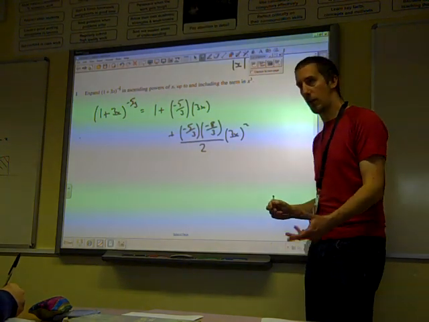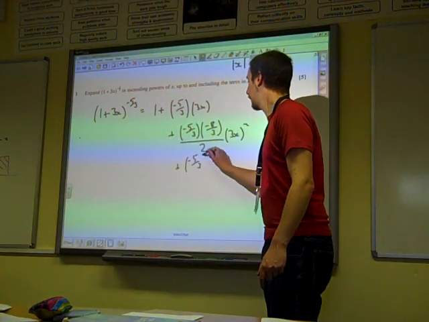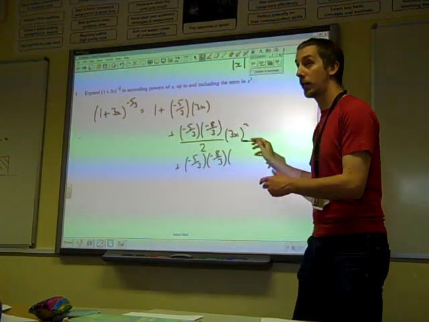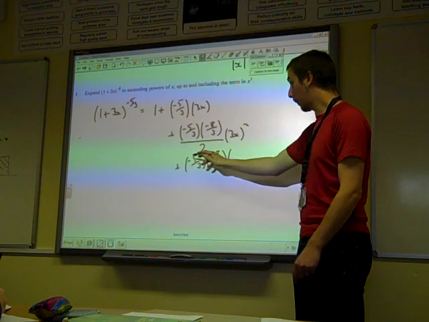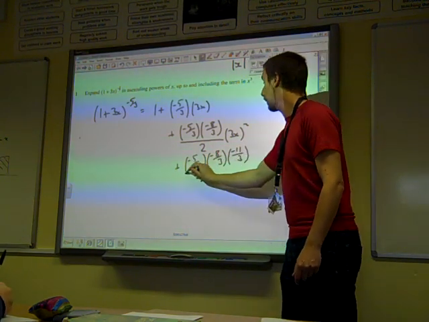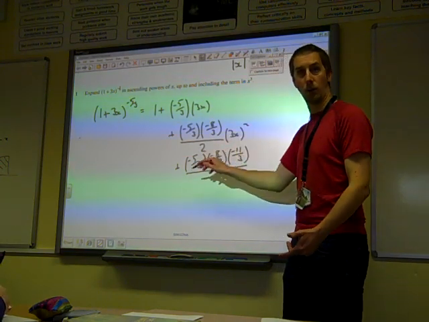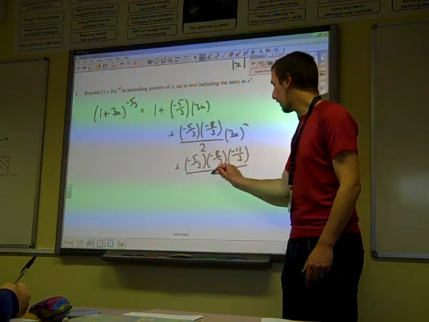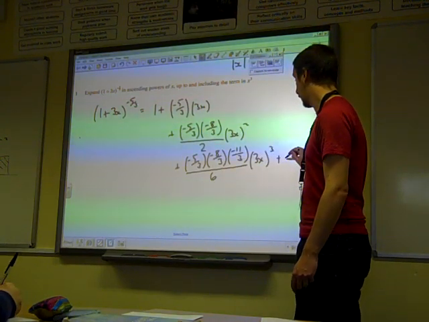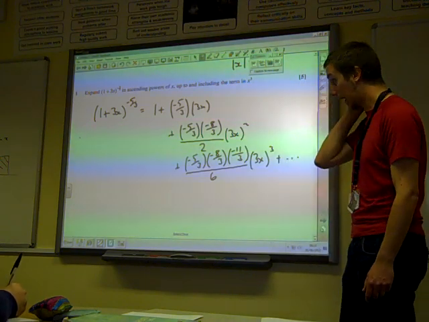And we're going up to the x cubed term, so we're going to do another one. We're going to have n times (n minus 1) times (n minus 2). And if we take 2 away from minus 5/3, we're going to get minus 11/3, over, well, it was 1.2.3, remember? So that's over 6, and we're timesing by (3x) cubed. And that takes us up to the x cubed term.